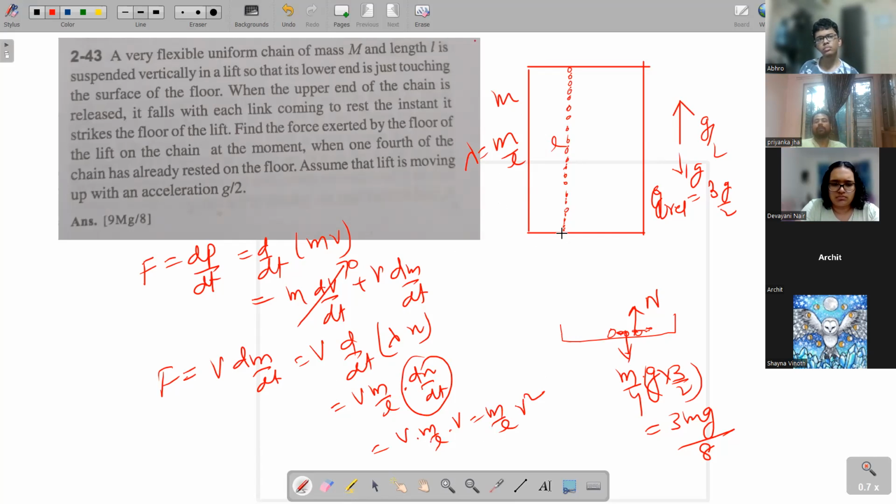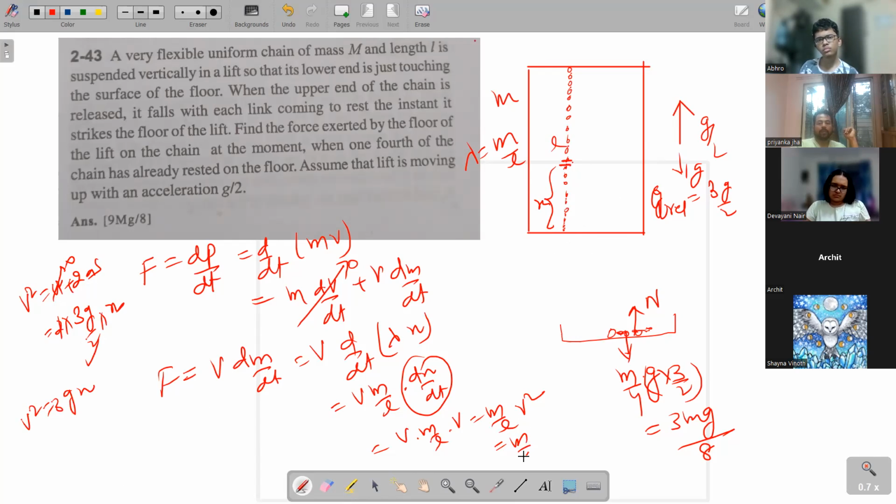Now you have to find the velocity of the element. X is very small. Suppose any element that is falling will travel this x distance to reach the floor. So what would be the velocity? Suppose it is at rest. So v square equal to u square plus 2as. This is 0, and the relative acceleration is 3g by 2, times s which is x. So v square is 3gx.